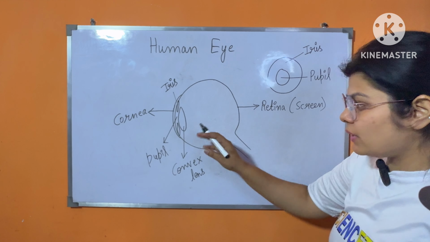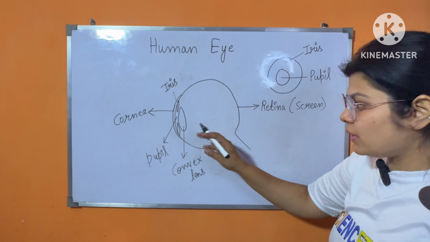And our eye is in the shape of a sphere. That is why we say eyeball, because it is the shape of a sphere. So that is the sphere you are looking at. Now the retina is basically the screen. Retina consists of two types of cells, rod cells and cone cells. They are photoreceptor cells.